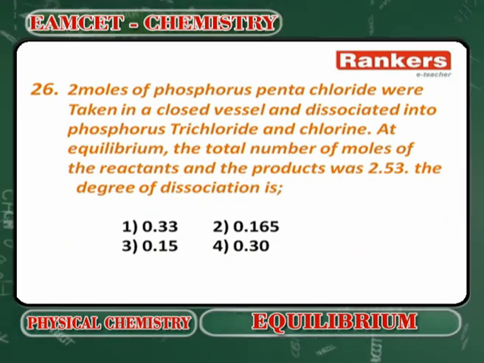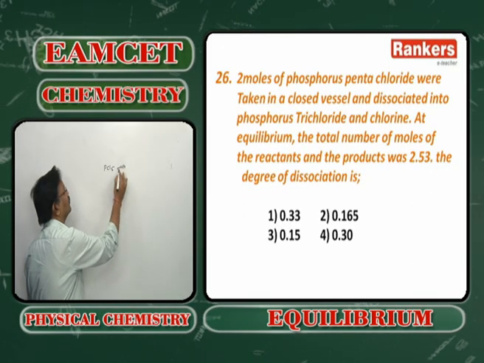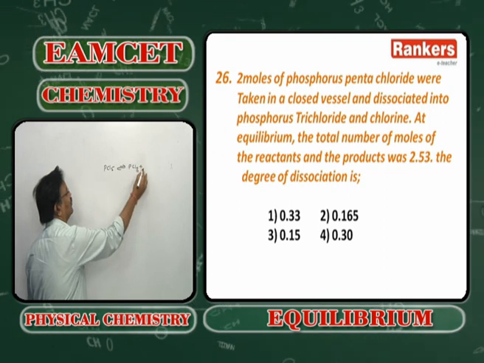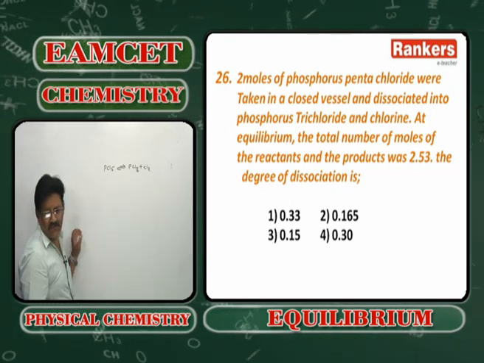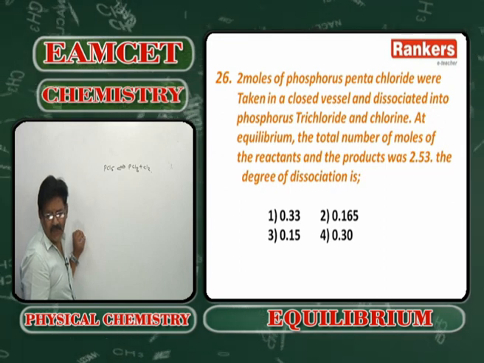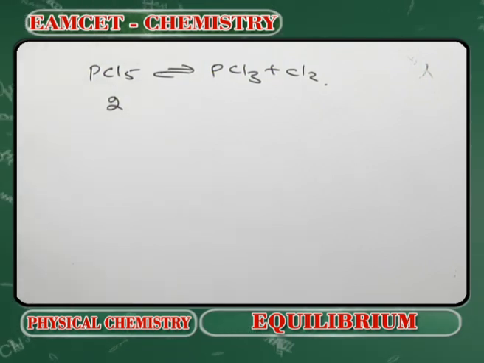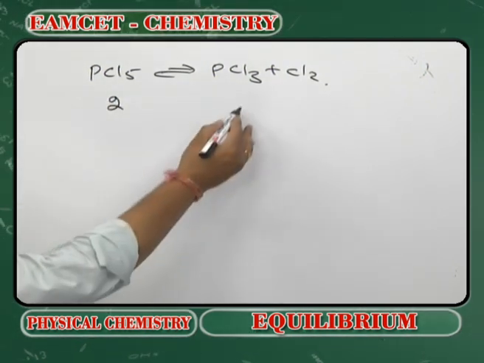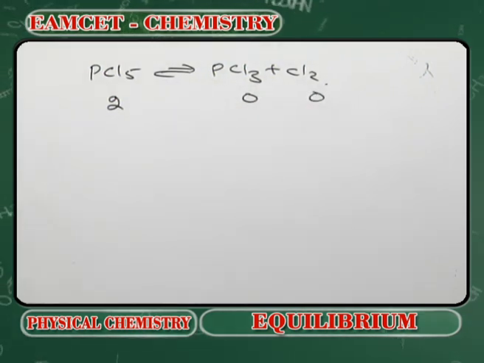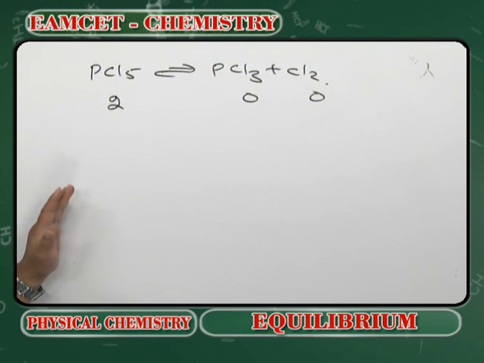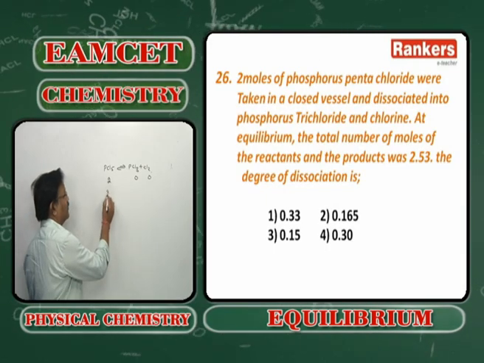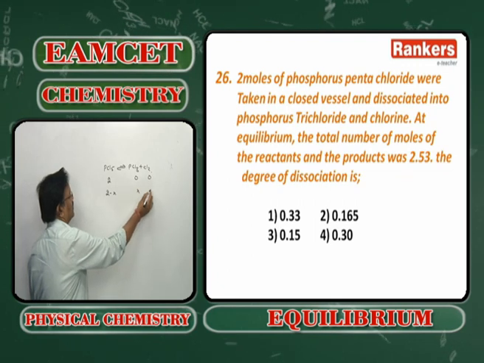Next, PCl5 gives rise to PCl3 plus Cl2. So what is the initial number of moles taken? 2 moles are taken, and 0, 0. Next, at equilibrium, this will be 2 minus X, X, X.